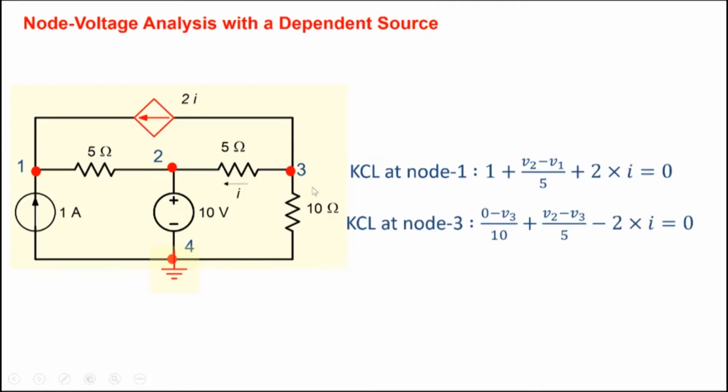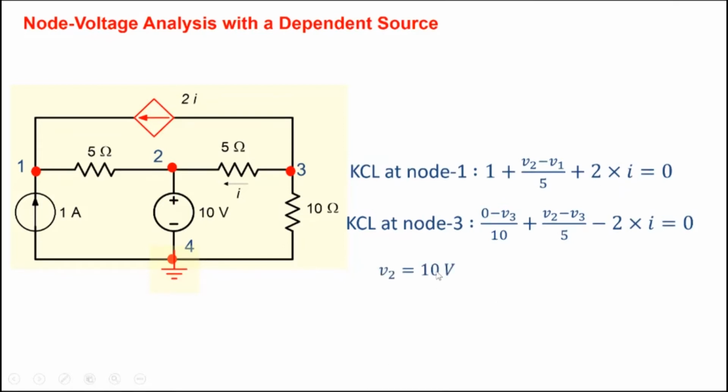Then let's write KCL at node 3. Current coming from the bottom is 0 minus V3 by 10. Current coming from the left is V2 minus V3 by 5, and the current coming from the top is actually leaving this place, so we put minus 2I equal to 0. Note that we want equations only in terms of node voltages. So we have an I here, but only temporarily.